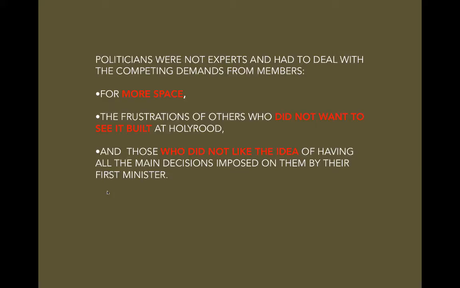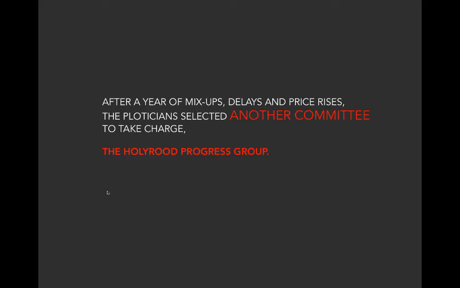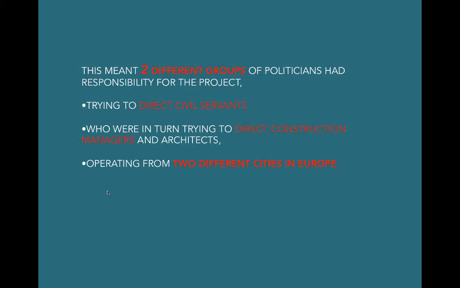They realized after a while that this committee wasn't working. So they said, let's make another committee. And so after a year of mix-ups, they created another committee called the Holyrood Progress Group. So now there are two committees actually managing the project. Two different groups trying to direct civil servants, who were in turn trying to direct construction managers and architects.